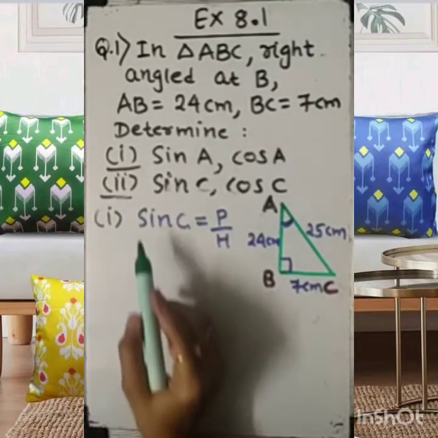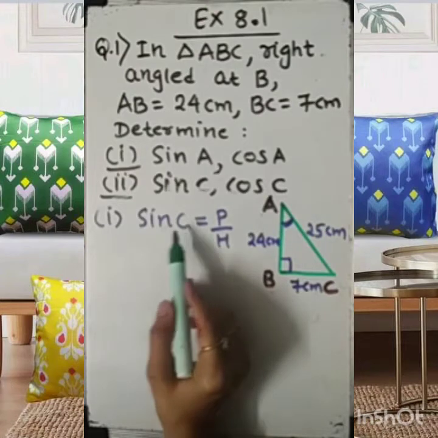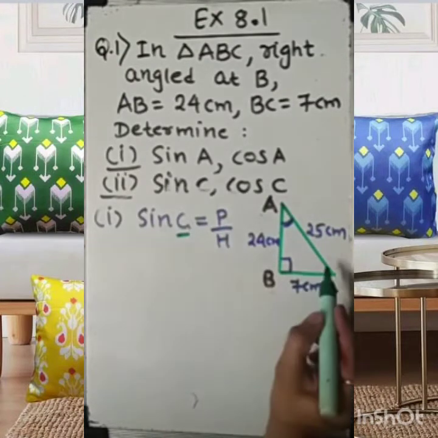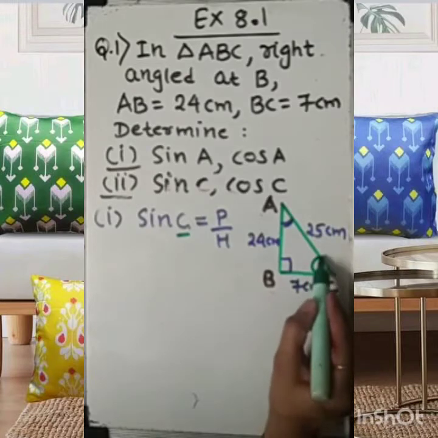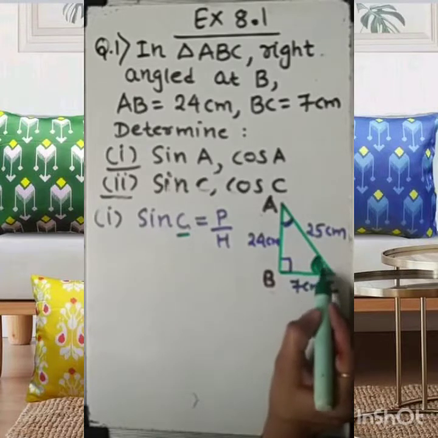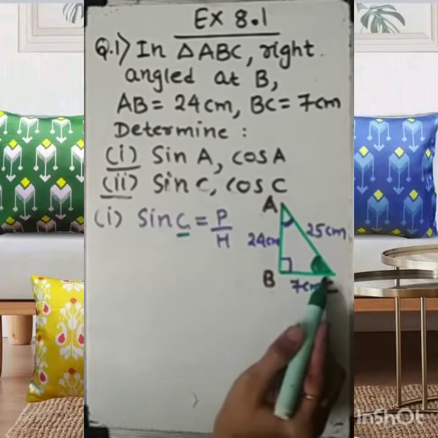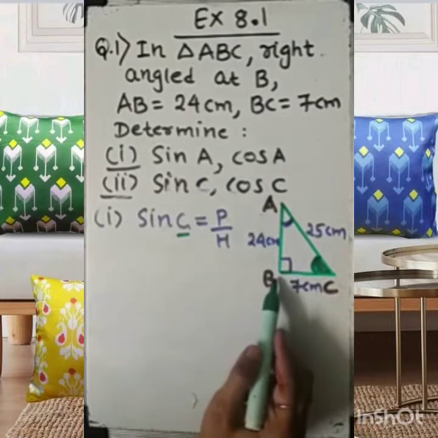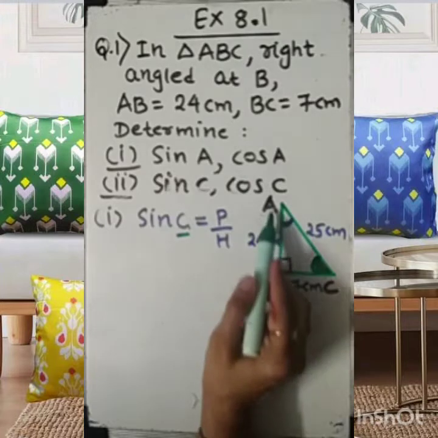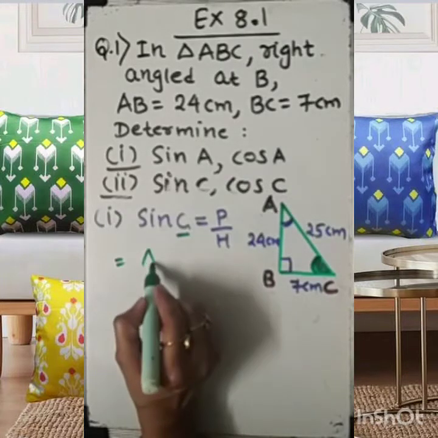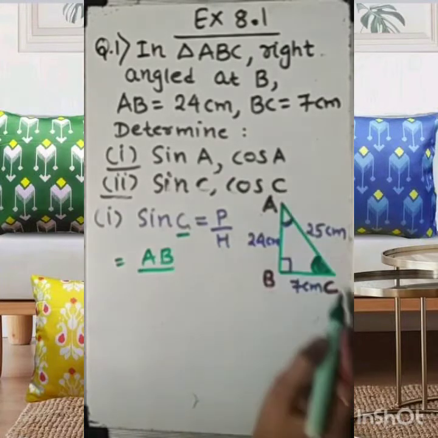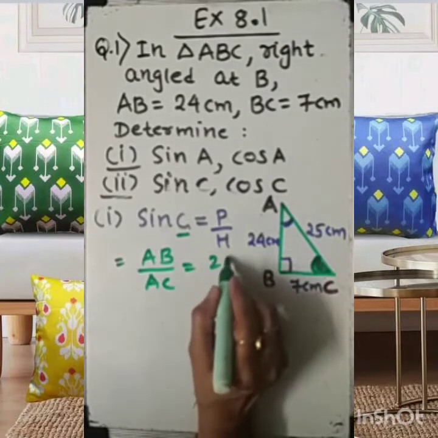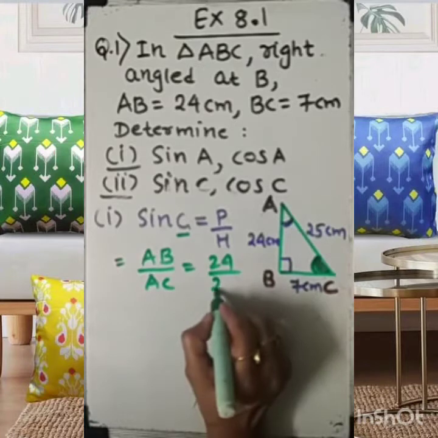So next we are given sine C. We know sine means always P by H, but here the angle is C. Now this time we need to consider C as an angle. According to this C, the perpendicular P will become AB. For angle C, AB will become perpendicular and AC hypotenuse will remain the same. So AB is already 24, this is 25.